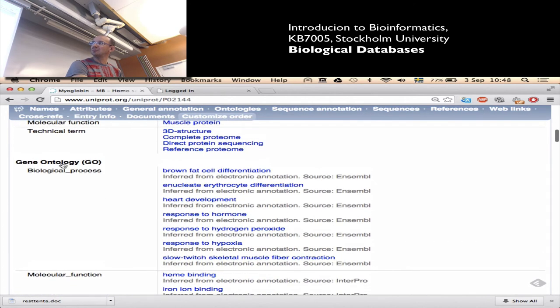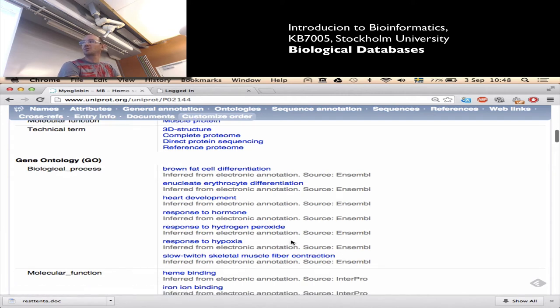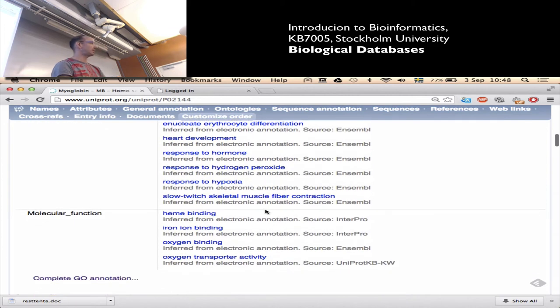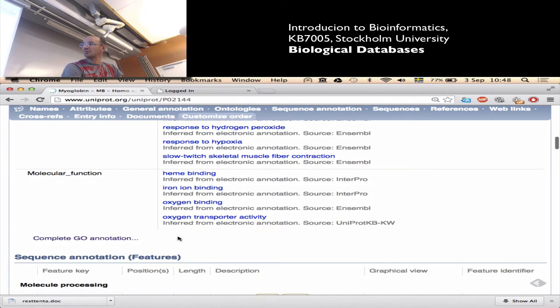Gene ontology is an ontology, so a dictionary of functional descriptions in biology. So in biological process, it responds to hypoxia, so if you don't get any oxygen. In molecular function, it binds heme, it has a heme group bound to it, it binds iron, it's an iron in the middle, it's oxygen binding, etc. And then more information there.